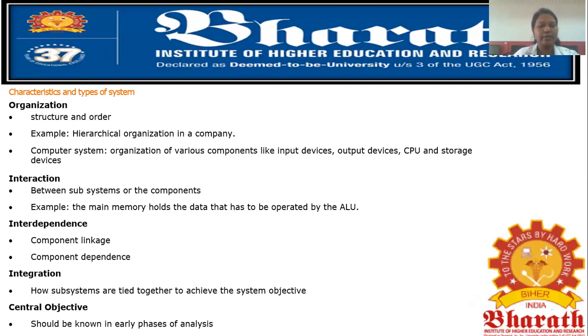Next, characteristics and the types of the system. So what are the characteristics? Organization, interaction, interdependence, integration, and the central objective. So first we will see the organization.